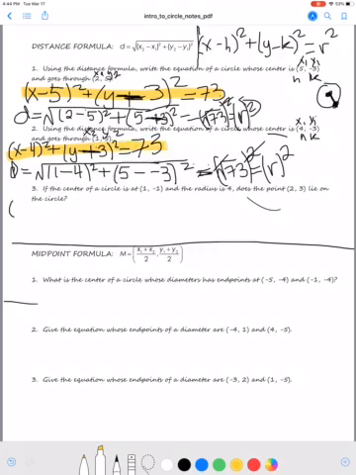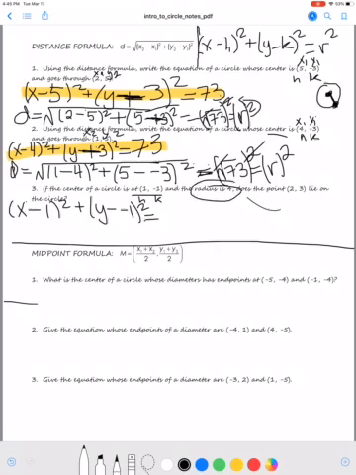One more to go. If the center of a circle is at 1, -1, and the radius is 4, does the point 2, 3 lie on the circle? Well, this one's actually a little bit simpler. It gives me the center, 1 is my h, -1 is my k, so x minus 1 squared plus y minus -1 squared equals r squared.